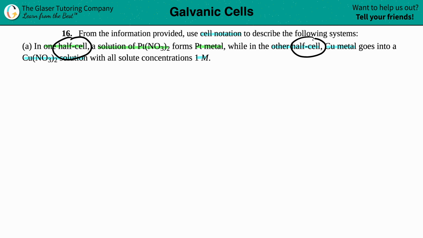And when we're talking about half cells, we're talking about an oxidation reduction reaction. So one has to undergo oxidation and the other one has to undergo reduction. And we're going to use cell notation to describe what's going on here. Now, first off, I'm just going to write a general equation for what's going on. So let's focus on the one half cell.